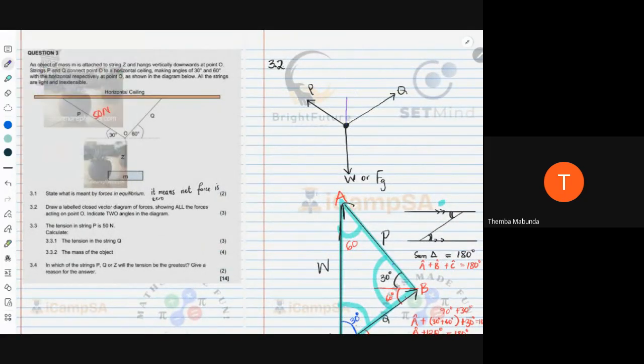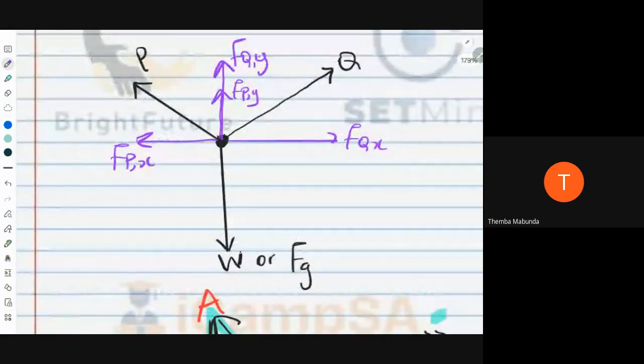remember, Q will have a component FQY, and then it will have another component FQX, ne? Same as P. P will have FPY and then FPX, right? This is another trick you can use. So what equilibrium tells us, guys, is these components must be equal to each other so that the net force is 0. Okay, what does that mean?